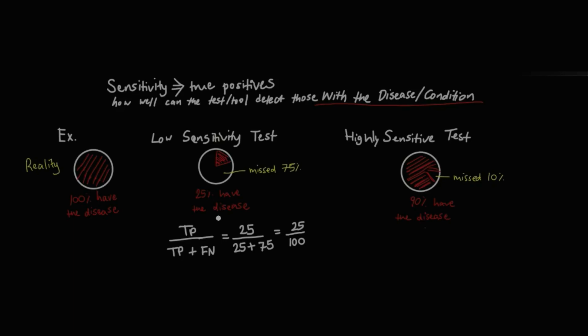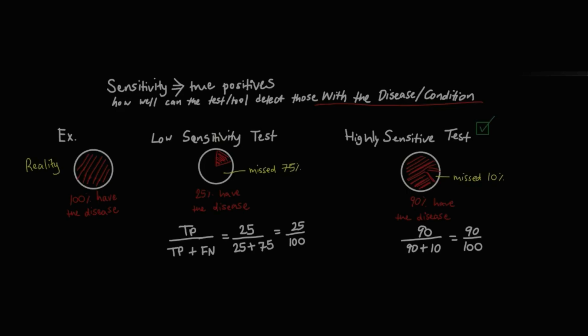In our high sensitivity example, the true positives is going to be 90 because 90 out of the 100 people tested positive and in reality they do have the disease. And as for our false negatives, 10 out of the 100 tested negative even though in reality they do have the disease. So our false negative is going to be 10. So put together, we get 90 out of 100. Our sensitivity rate is 90%.